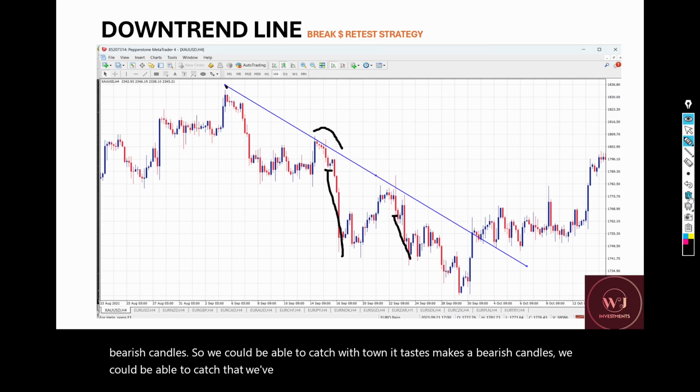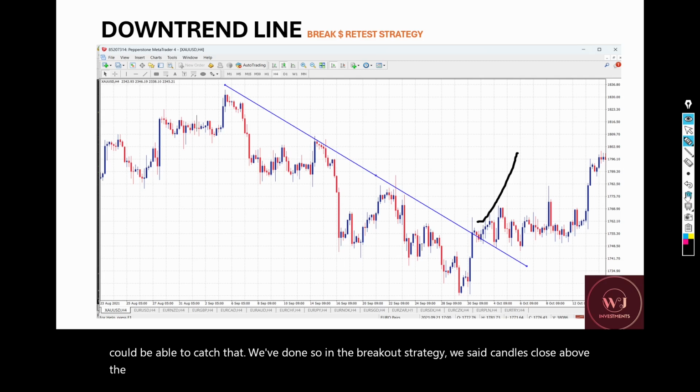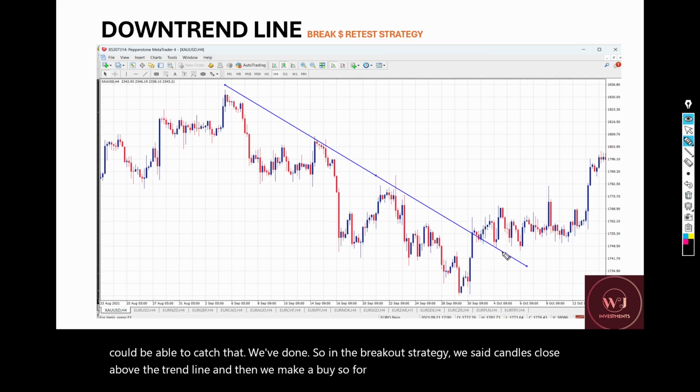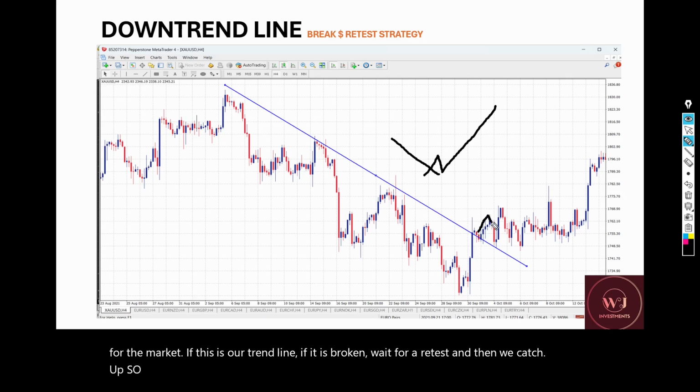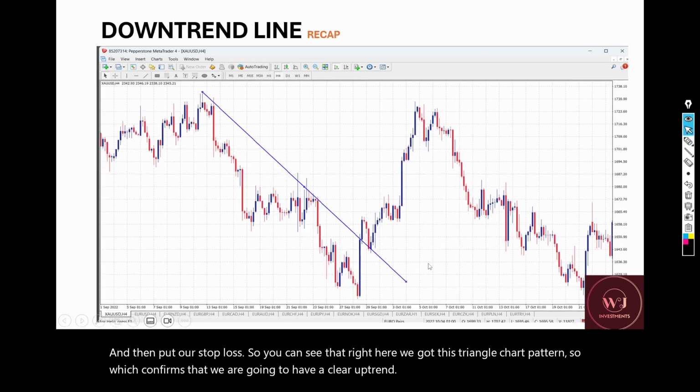In the breakout strategy, we said candles close above the trend line, and then we make a buy. For the break and retest strategy, what we do is wait for the market. If this is our trend line, if it is broken, wait for a retest, and then we catch a wave up. So here the trend line was broken, then retested. So we could put our buy entry point around here and then put our stop loss.